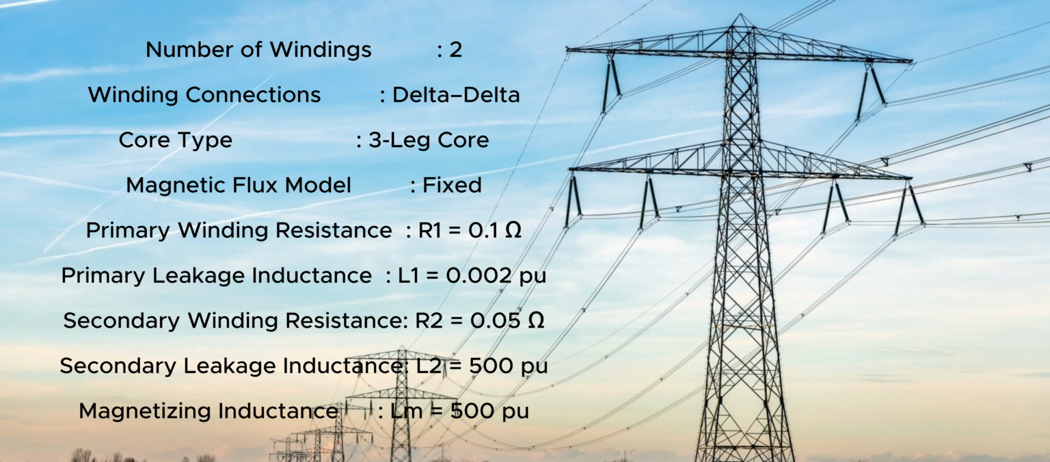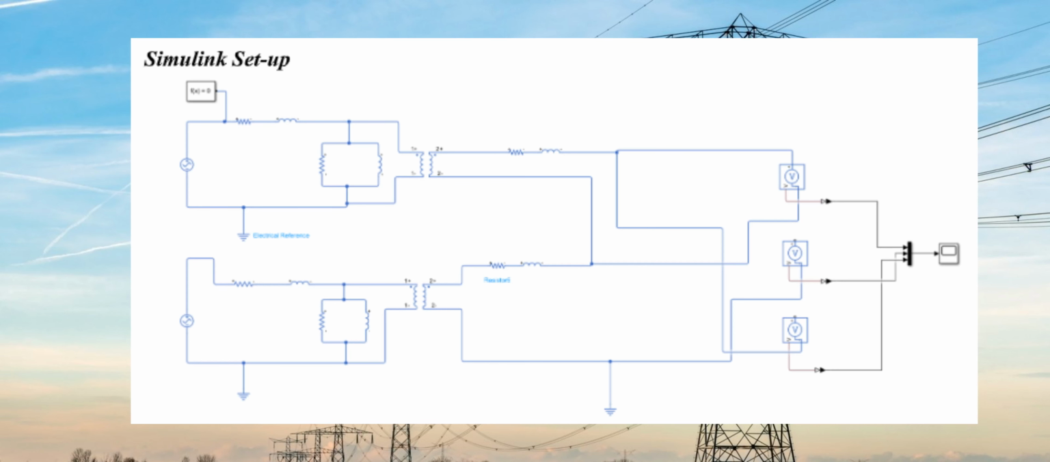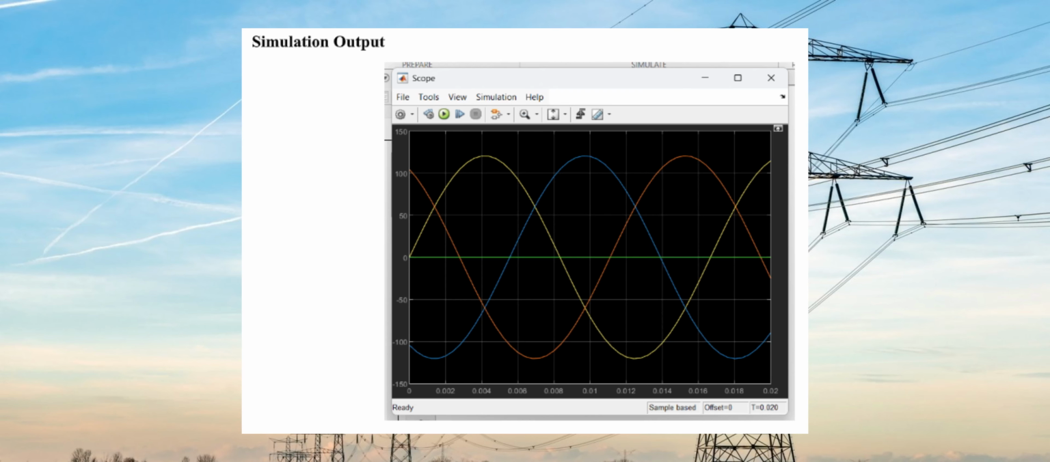We also specified the primary and secondary winding resistance, leakage inductance, and magnetizing inductance before setting the simulation time to 0.02. After completing the model, we connected a 240 volts 60 Hz sine wave source to the primary winding and attached a scope block to the secondary winding to observe the output voltage waveform. We then ran the simulation and analyzed the waveform to evaluate how the transformer performed under an open delta configuration.